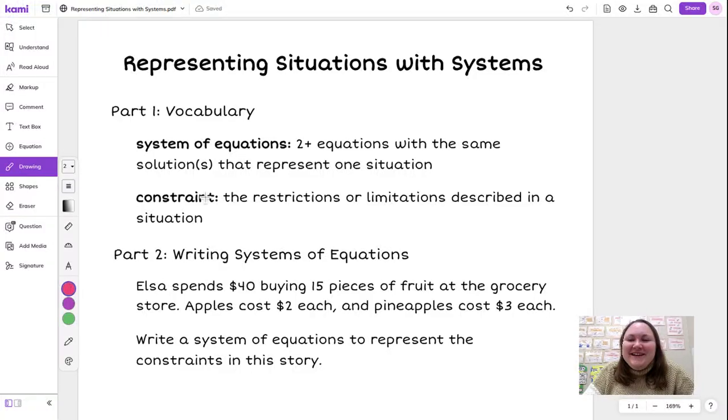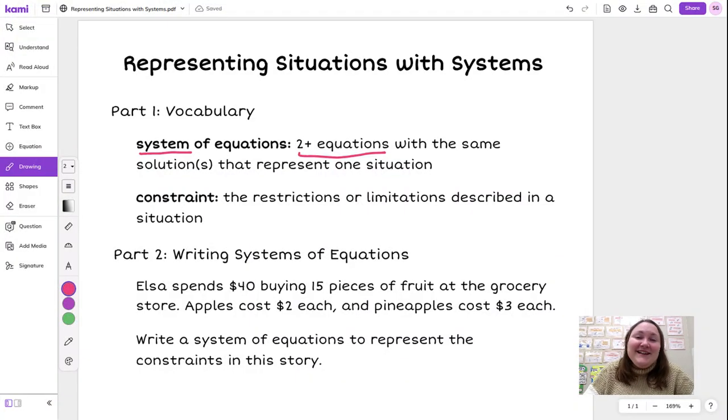First, some vocabulary. We've already learned that a system of equations means two equations with the same solutions that represent one situation. The main idea here is if you are asked to write a system, that means you should be writing two equations. One of the words we're going to talk a lot about in this video is constraint. Constraint is the restrictions or limitations described in a situation. You can think of it like the information given in the story.